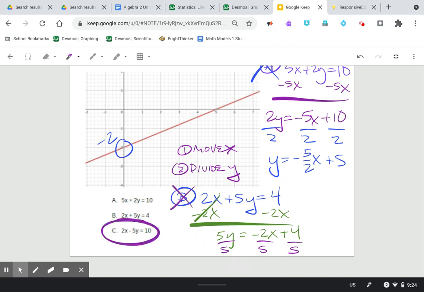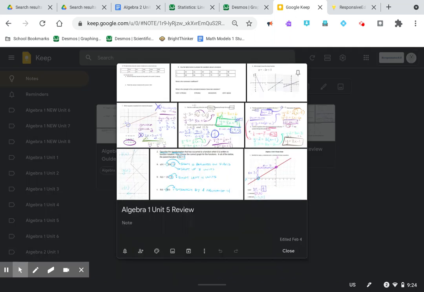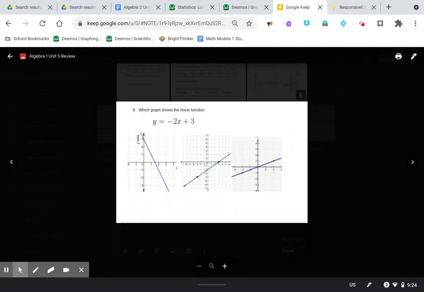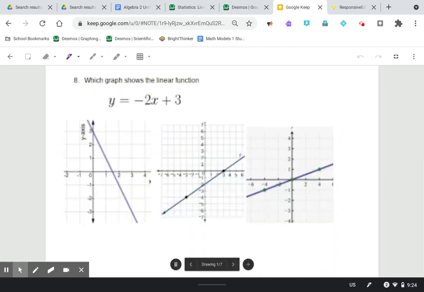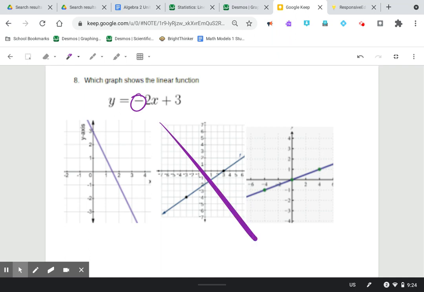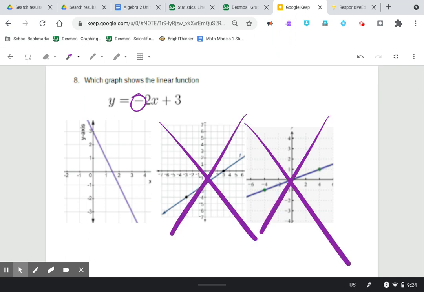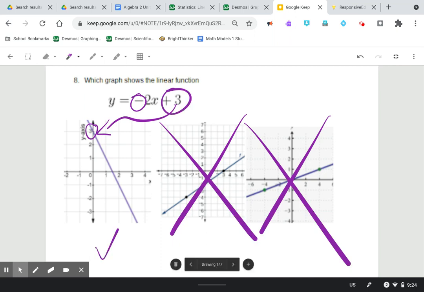So C has to be it. If you want, go ahead and work that one out just to verify, but C is going to be our answer on that one. So use process of elimination if necessary. This one's pretty simple. Which graph shows the linear function? Well, a couple things. We see we have a negative slope that automatically eliminates these answers, but also we see that the y-intercept is 3. So that means this one is my correct graph.